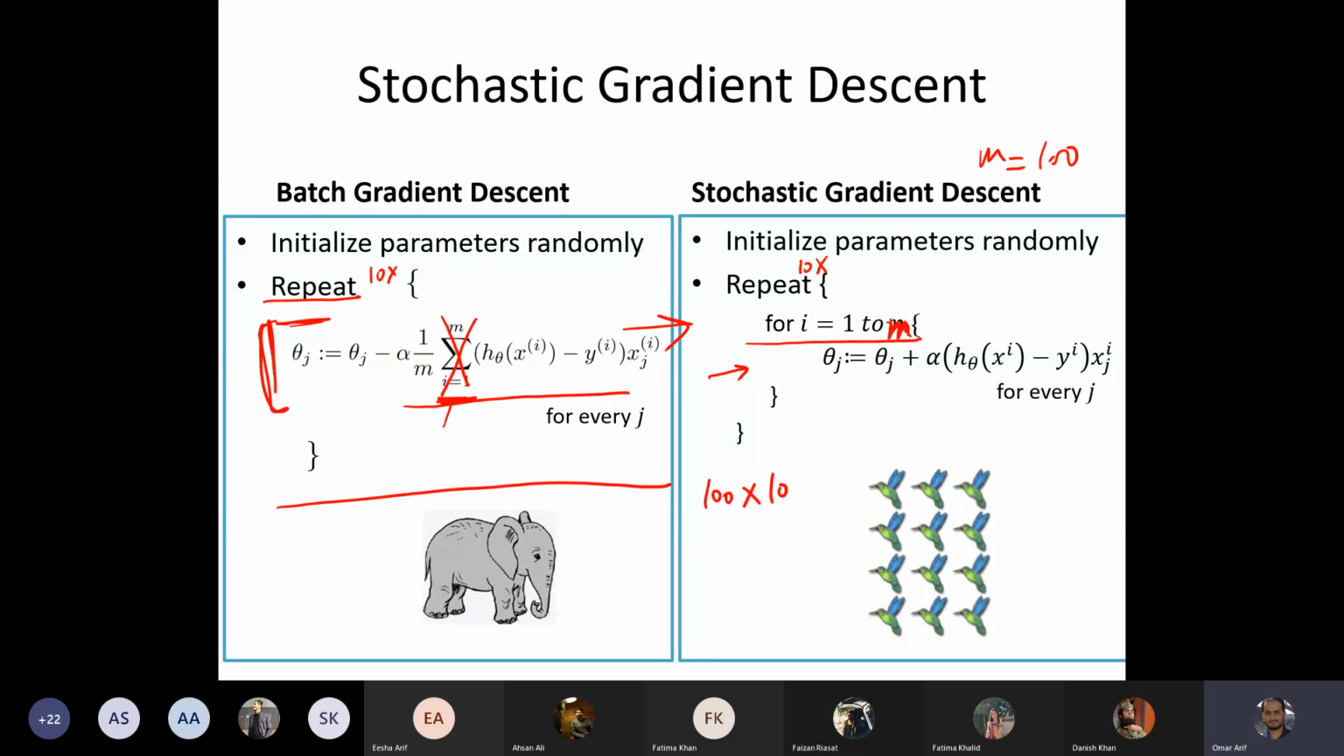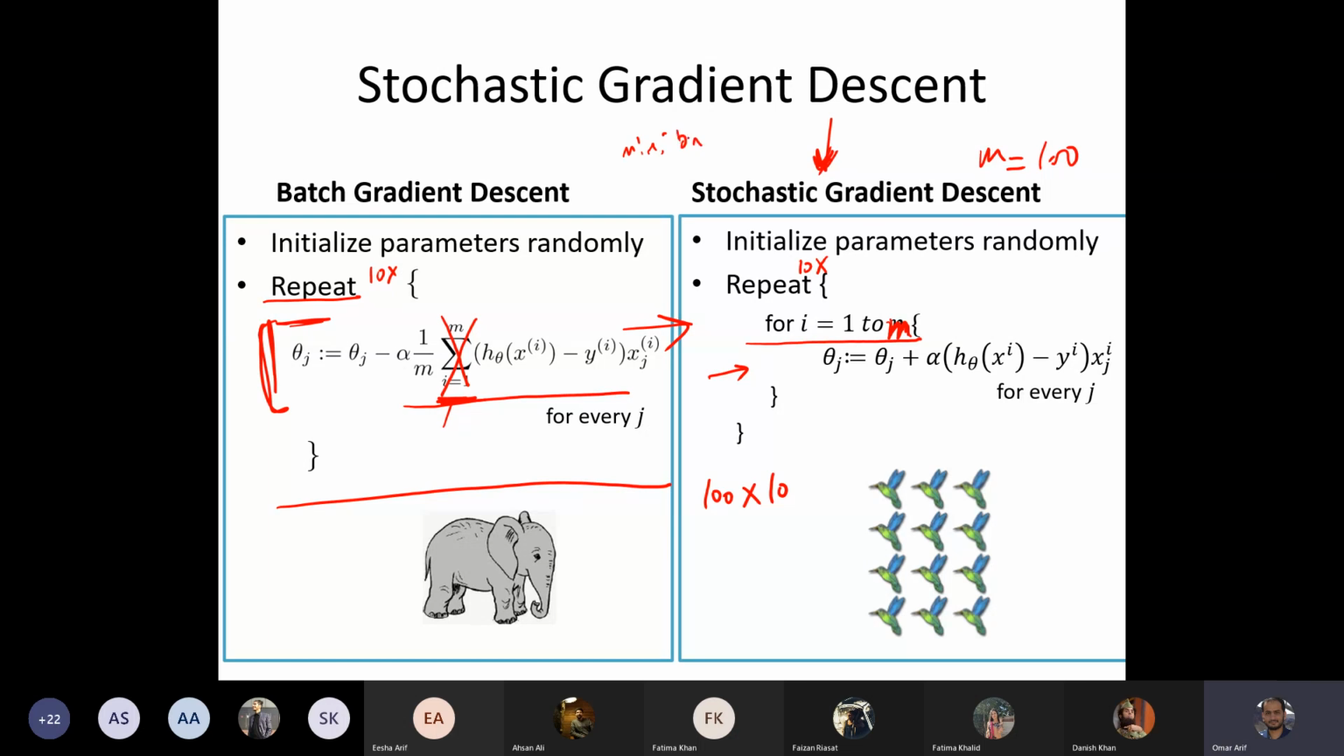So this will result in faster convergence for the gradient descent algorithm. So that is why this is favored. Actually, we will see later on that we also have a mini batch.